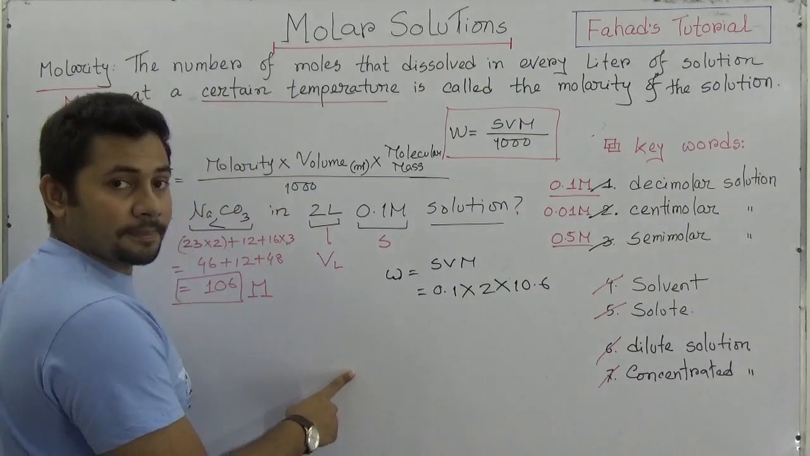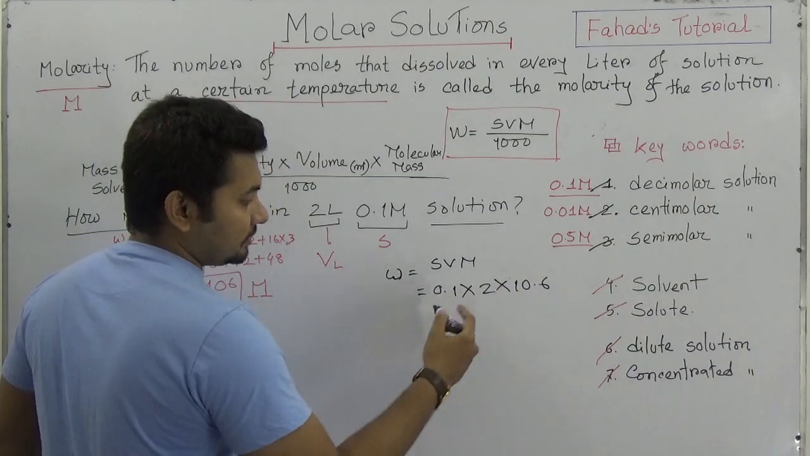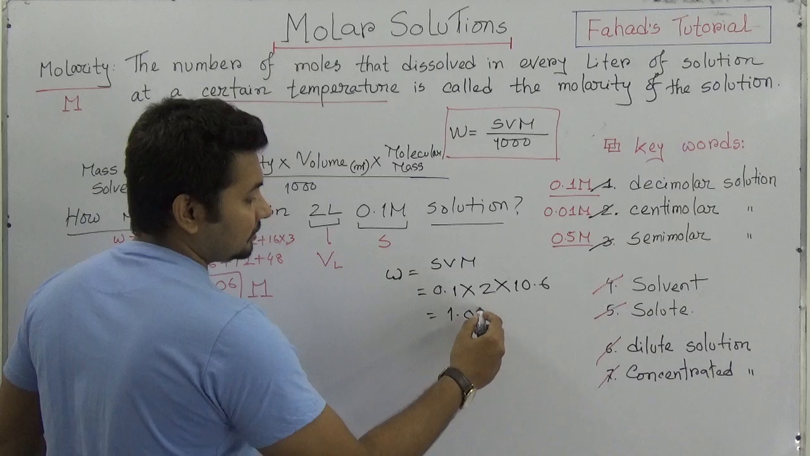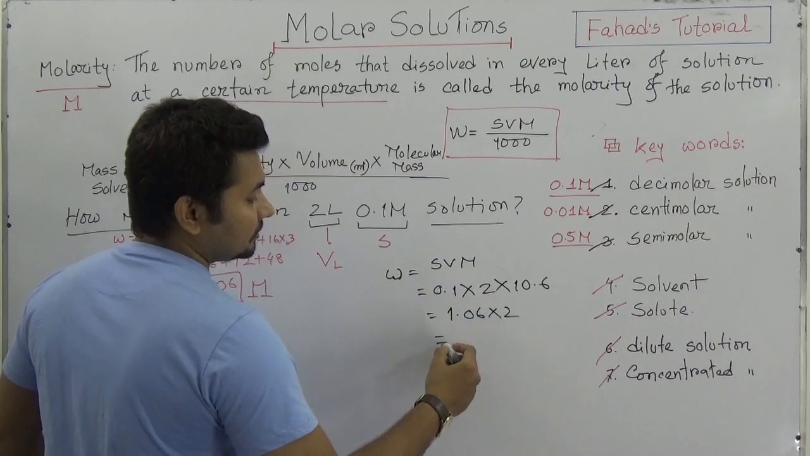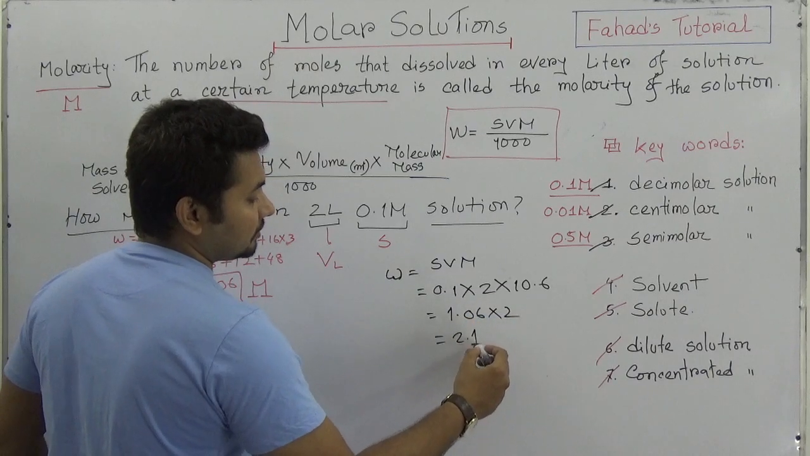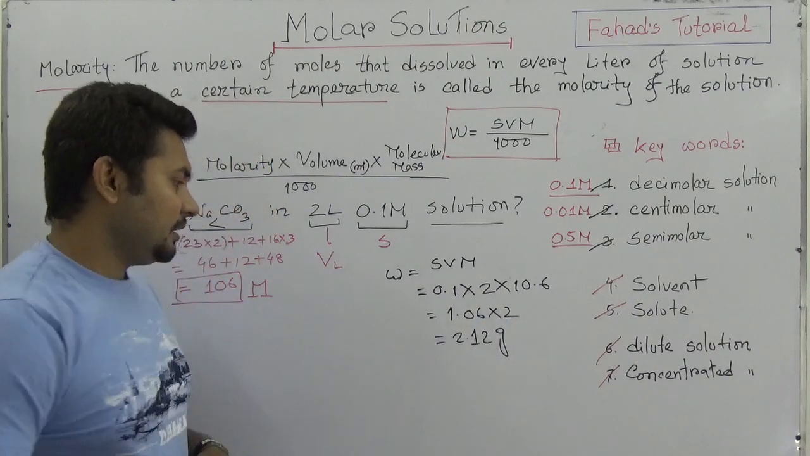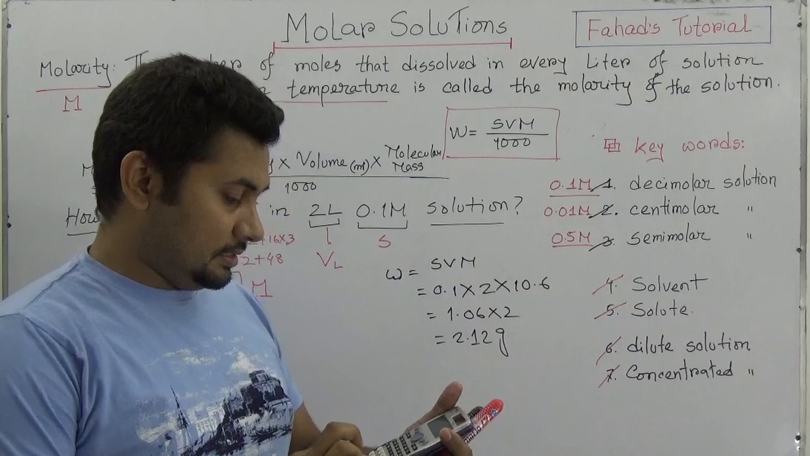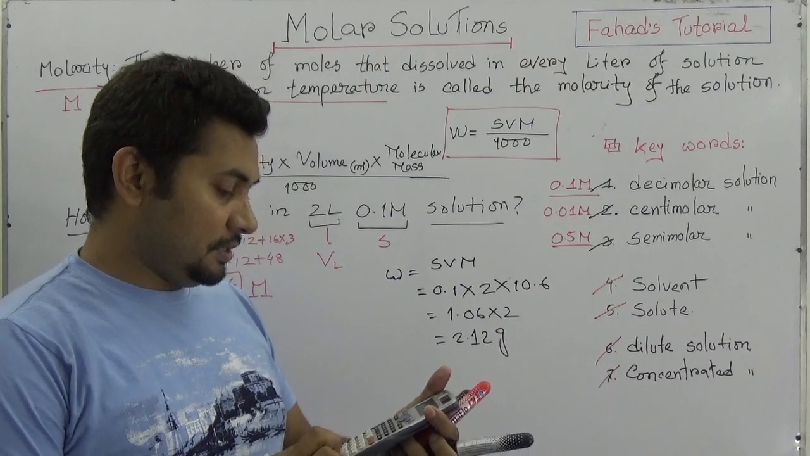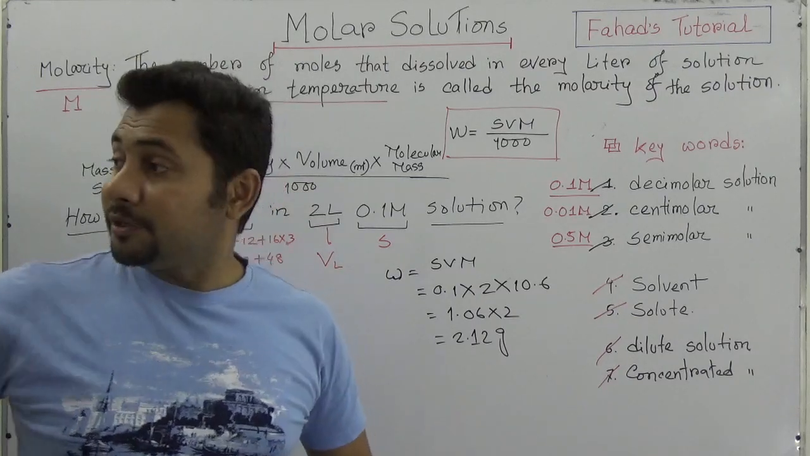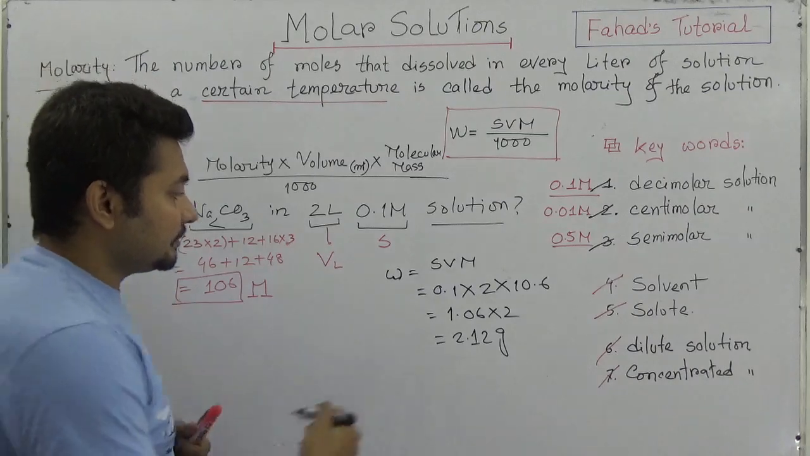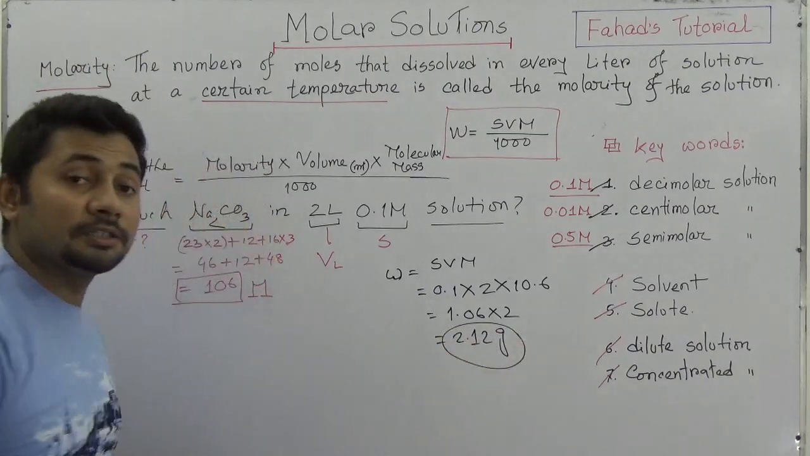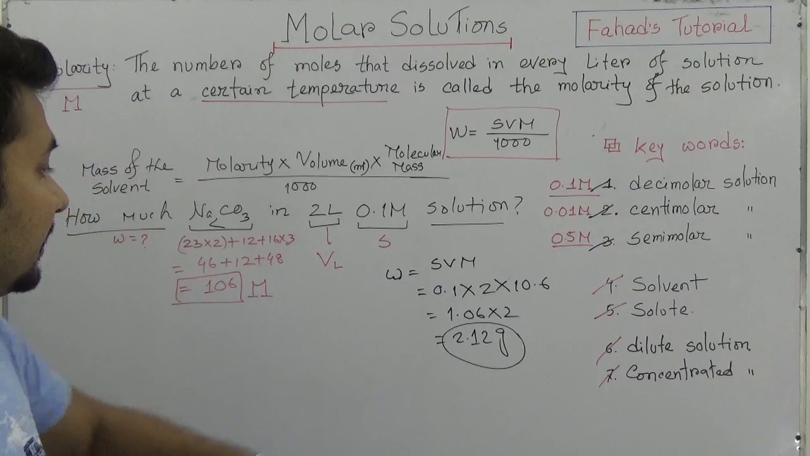106. So actually this would be 1.06 times 2, so it would be 2.12 gram. Let's see, 1.06 times 2 is 2.12 gram. That means 2.12 gram sodium carbonate is present.